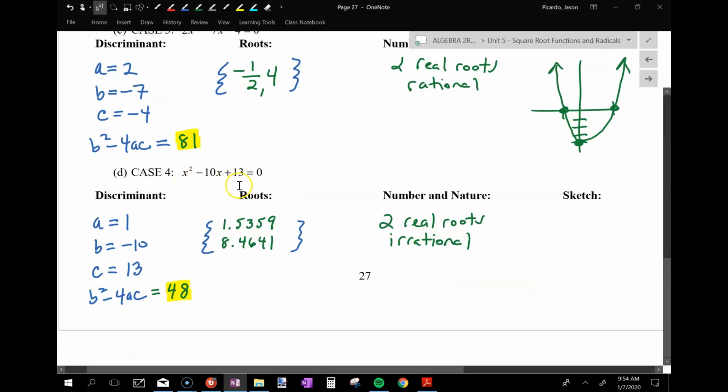What does the next one look like? Y-intercept of 13. Two roots at 1.5359 and 8.4641. What did I say? They're going to look very, very similar, aren't they? Right? They're going to look very, very similar, like that.